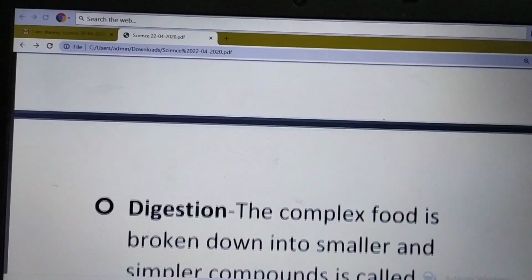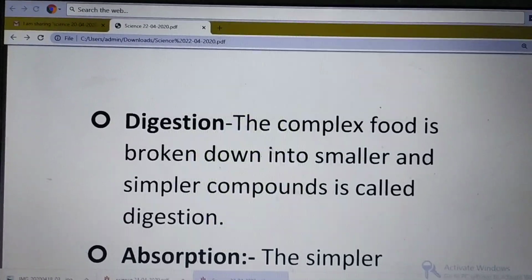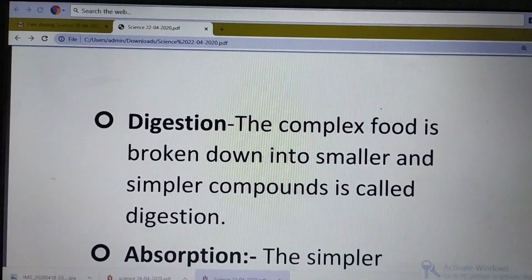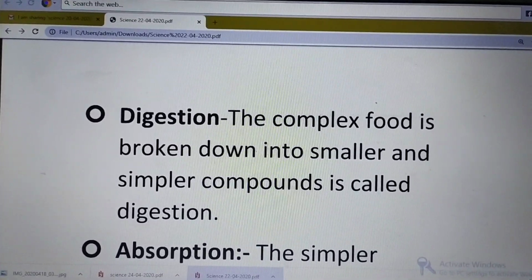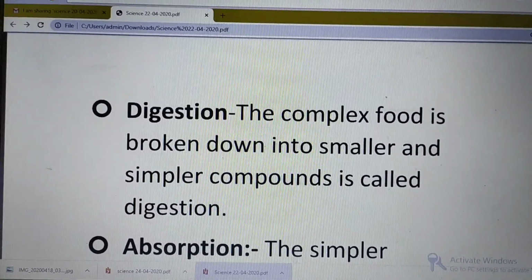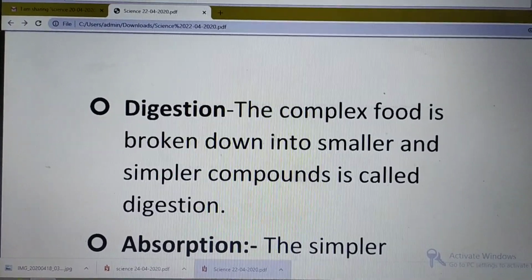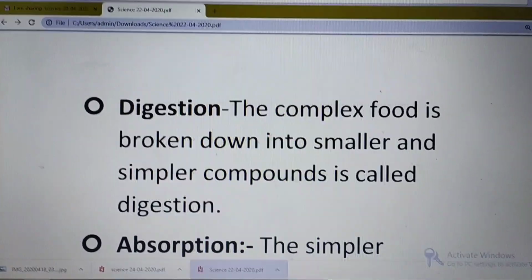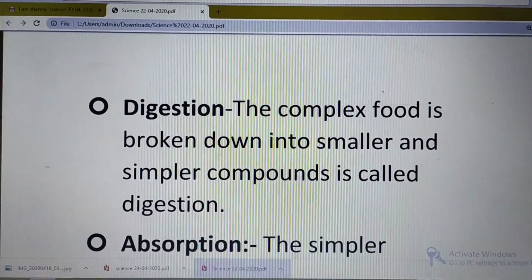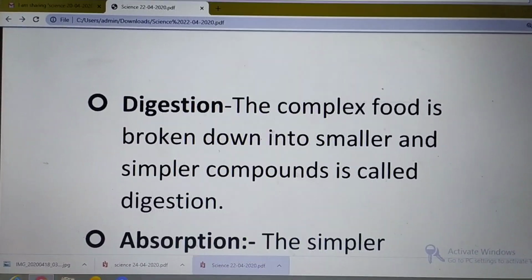Now secondly, digestion. Digestion is how the complex food is broken down into smaller and simpler compounds. What do we mean by complex food? Complex food means the food that we eat contains many proteins, fats, carbohydrates, vitamins, minerals. They are very heavy, so they are converted into simpler compounds. That's why complex food is broken down into simpler, smaller compounds, and that is called digestion.